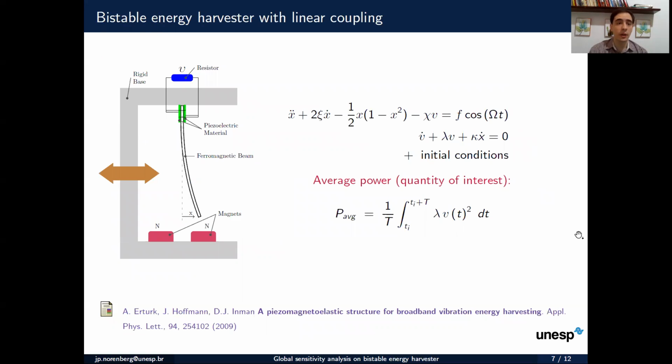Then we analyze first the bistable energy harvester considering a linear electromechanical coupling. On the left of the frame you have the schematic representation, and on the right the equations of motion, the first in the mechanical domain, the second in the electrical domain. The mechanical equation has specific terms: a nonlinear potential, an electromechanical coupling with linear relationship, and excitation conditions. In the electrical domain, lambda is a reciprocal time constant and kappa is the electromechanical coupling, also with a linear relationship. The quantity of interest is the average power over interval T, described by this equation.